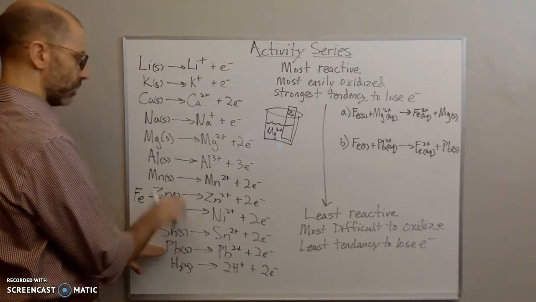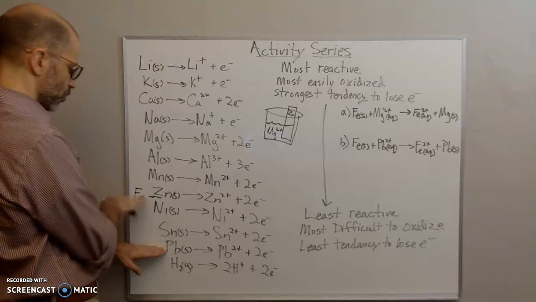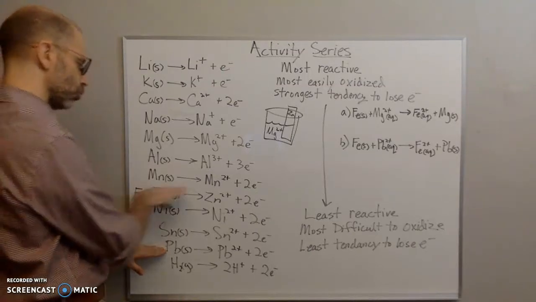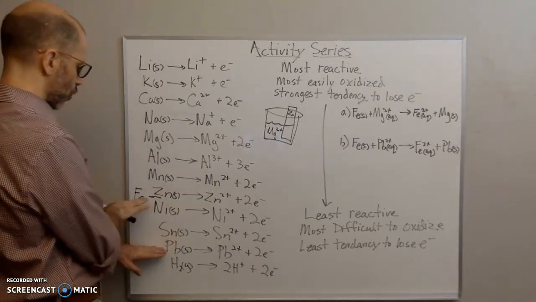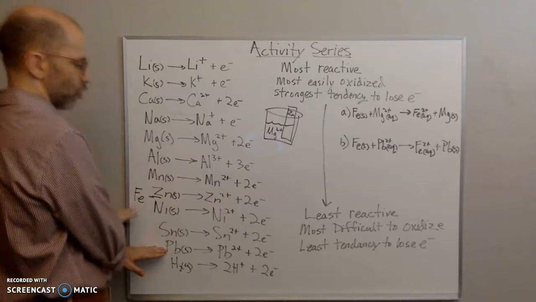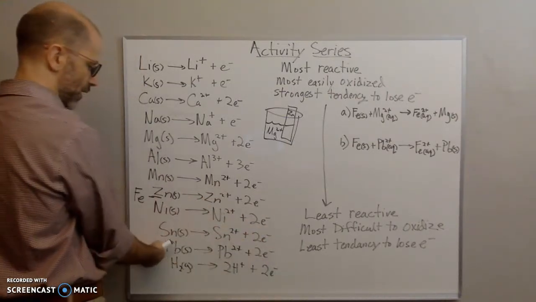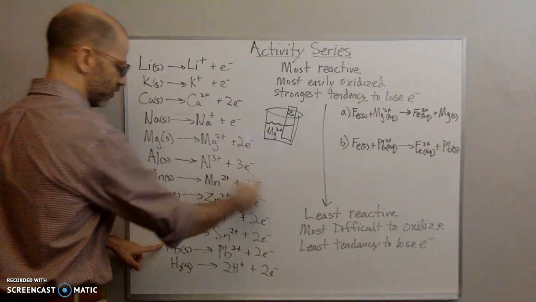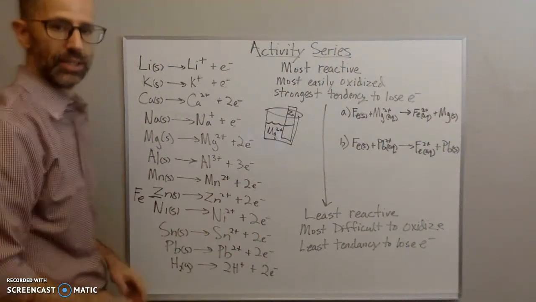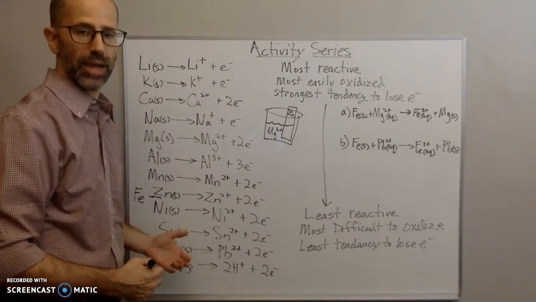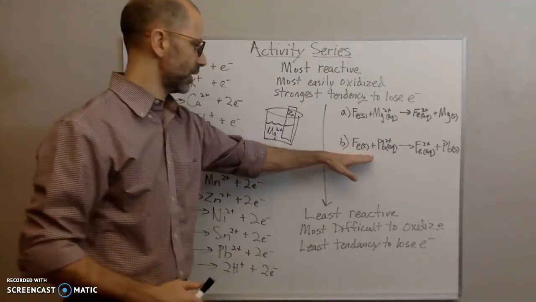This will work because iron is above, so iron is more likely to lose the electrons than lead. If iron is more likely to lose electrons, it's going to lose the electrons and pass them to lead and make lead go back to solid. So this is going to be a spontaneous reaction.